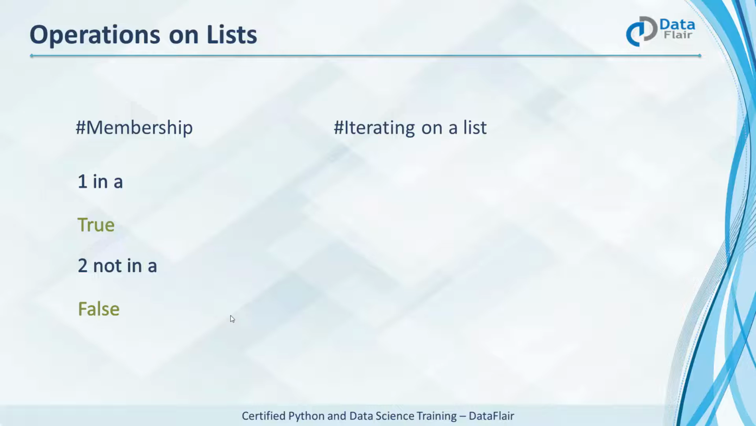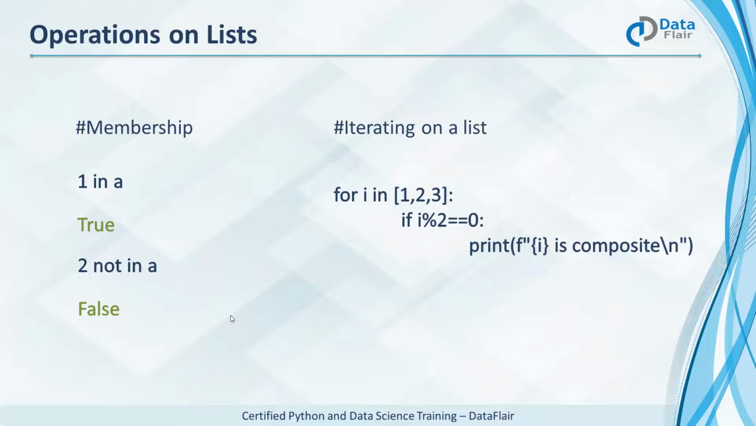Sometimes we may want to iterate on a list to operate on or access its values. For values 1, 2 and 3, this testifies the composite nature of each value. So for 2, this prints 2 is composite.